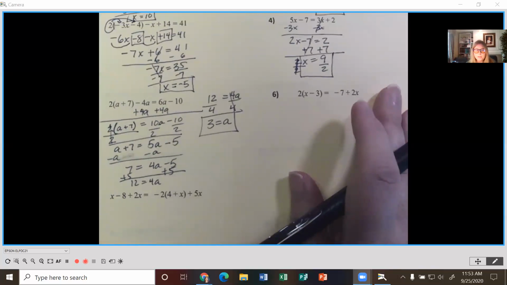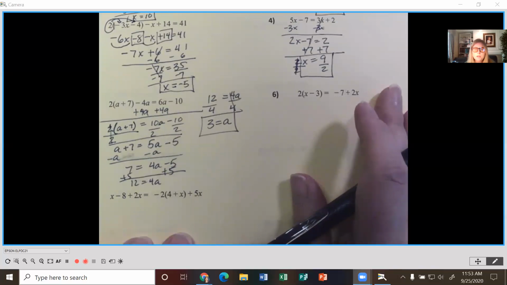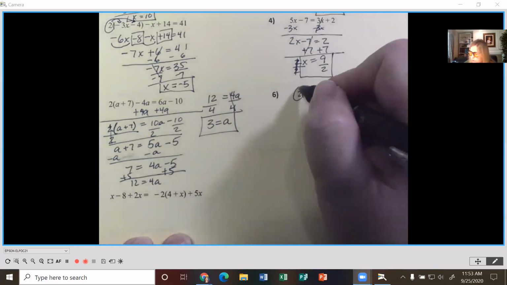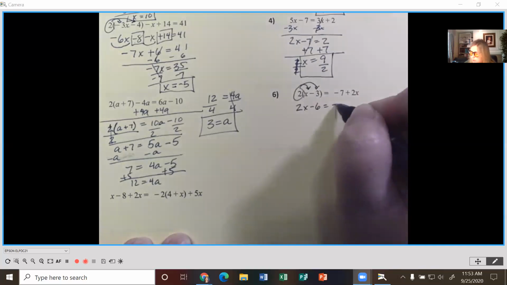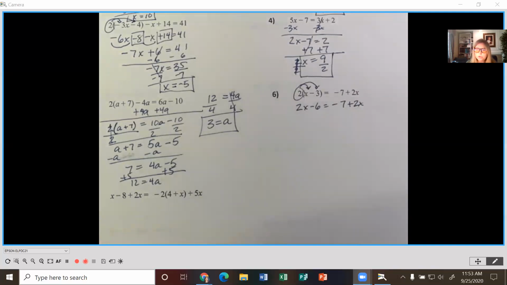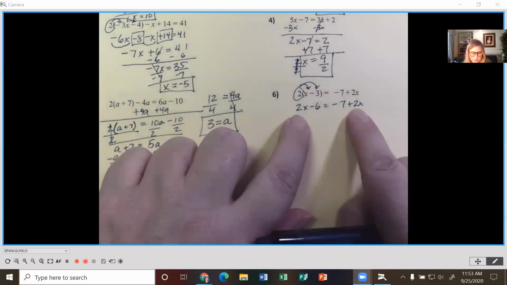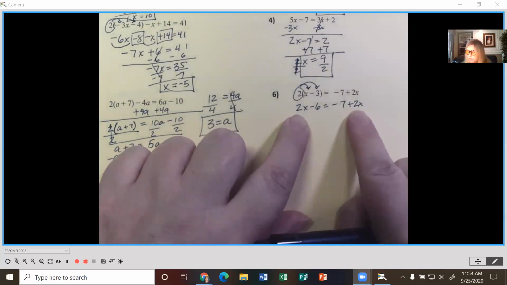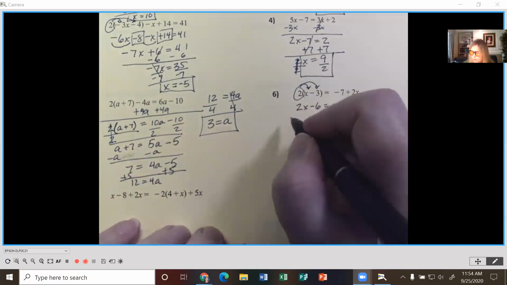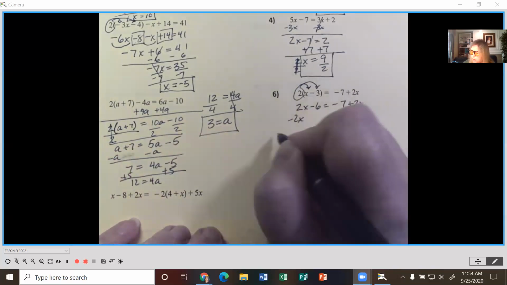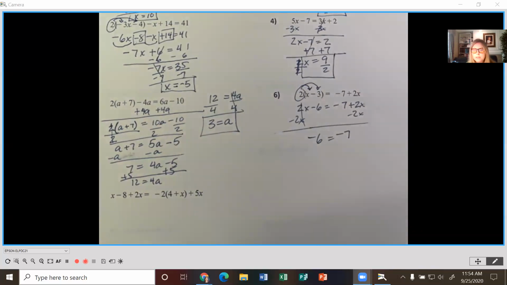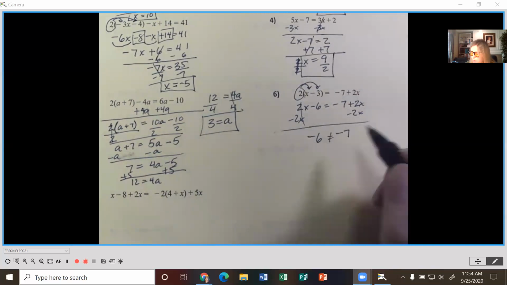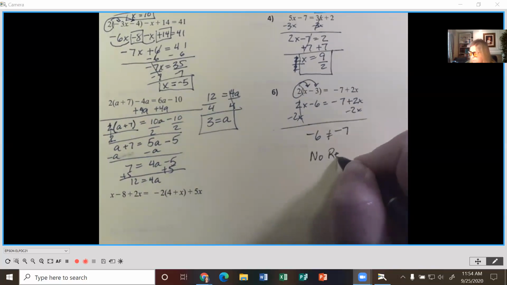Okay, number 6, we're back to distributing. So we will distribute the 2 over the quantity x minus 3. So this will give us 2x minus 6 equals -7 plus 2x. Then we're going to get all of our x's together, okay? We're going to end up with another interesting one here. So I want all the x's together. So when I try to do that, subtract 2x, subtract 2x, I end up with -6 equals -7. -6 does not equal -7, so they're not equal. So there's no real solution here.